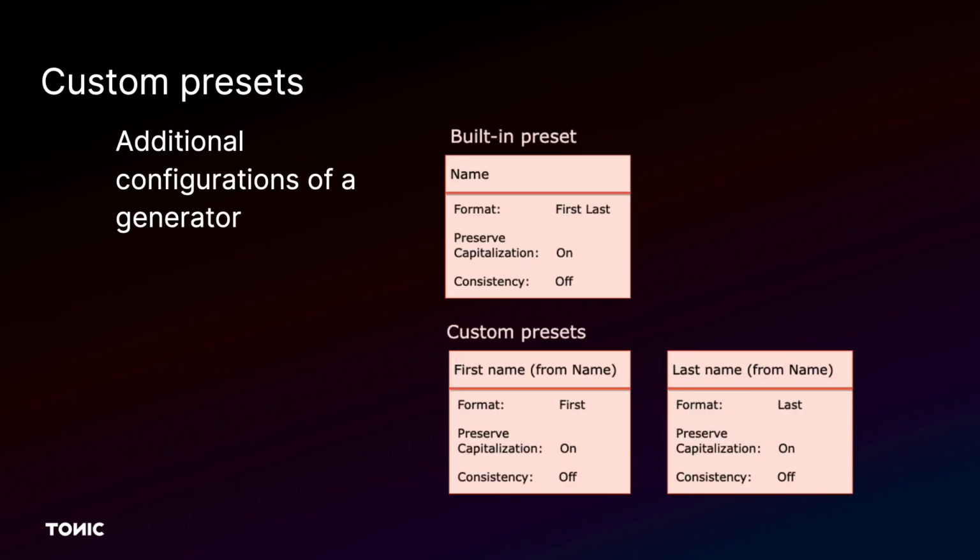Custom generator presets allow you to create multiple configurations of a generator. For example, your name values are in separate first name and last name columns. You create two custom generator presets. One uses first name as the format, and the other uses last name as the format. You then select the appropriate preset for each column.